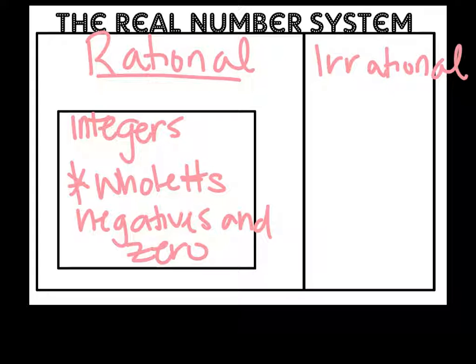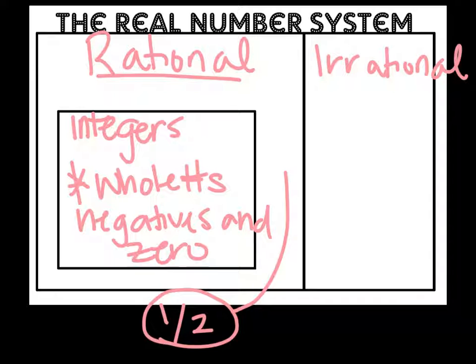So if I ask you to classify the number 1/2, Miss Solomon, is that rational or irrational? That's rational. Why would you say first that it's rational? Because it can be written as a fraction. Written as a fraction. Now, is it an integer? No, because it's not a whole number and it's not 0. So this would belong on the outside in rational, but not in integers.